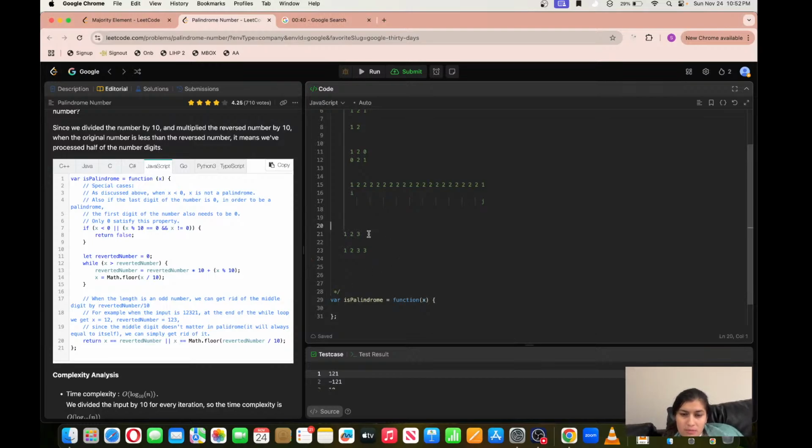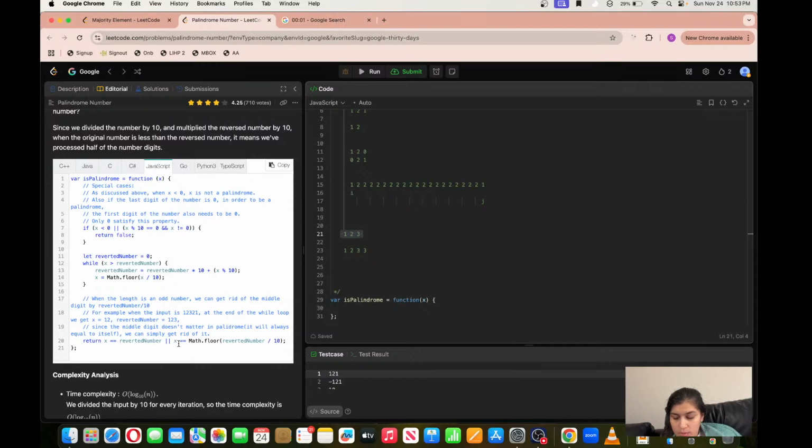And once I know I've reached the half, then I will just compare whether it is equal to the original number or not, or I'll compare it to the first half. If it is equal to the first half, then I can just return it. Yeah, this is actually a good problem.